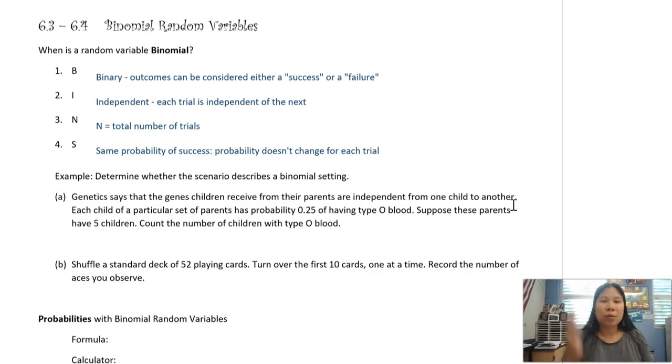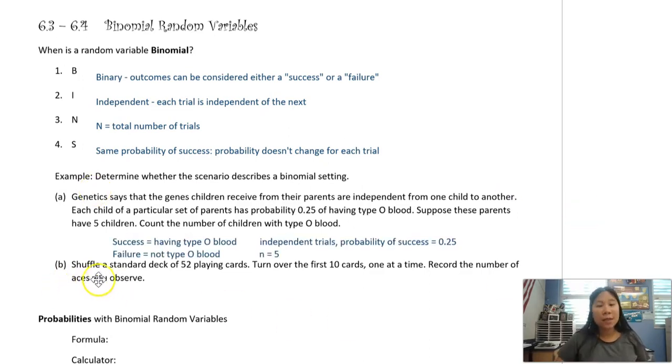Based on this problem, we know that there's a probability of success. Our success is having type O blood, because that's what we want. And the parents have 5 children, so that tells us we have a total number of trials. We're only going to repeat having a kid 5 times. And because that probability of success is the same, 0.25 every time, and the trials are independent of each other, this makes it binomial.